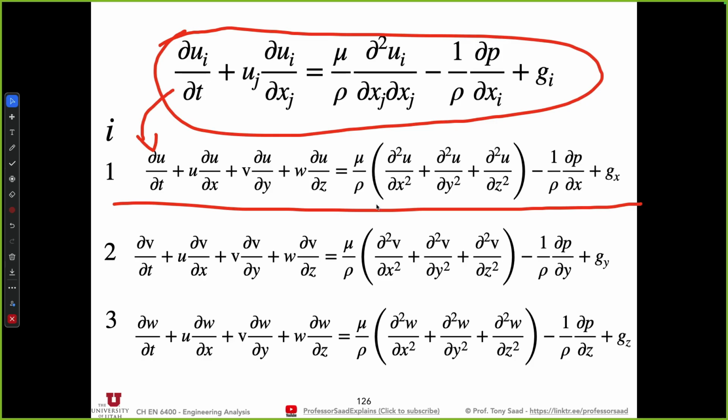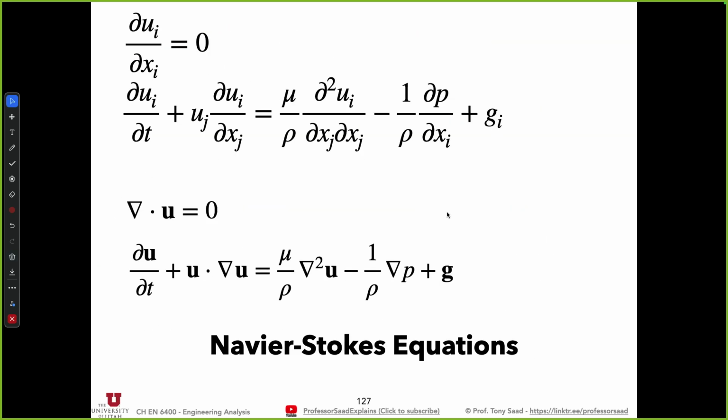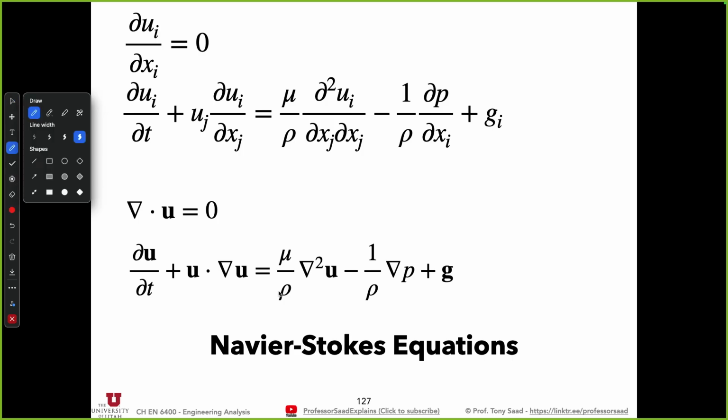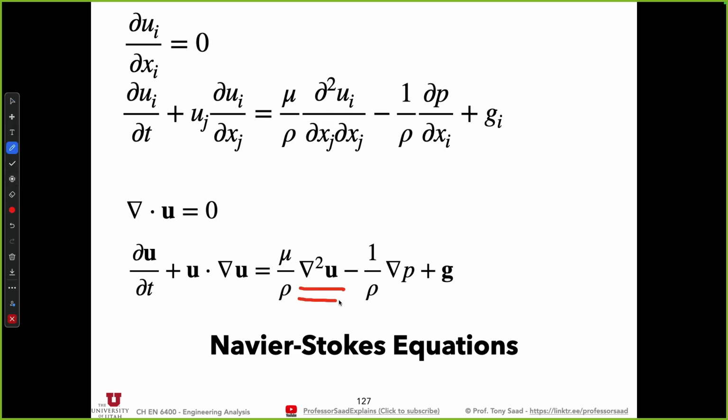And these, my young pupils, are the Navier-Stokes equations written either in index notation or in vector form. Now you look at the vector form, what is cool here, you see the Laplacian term, which is diffusion.